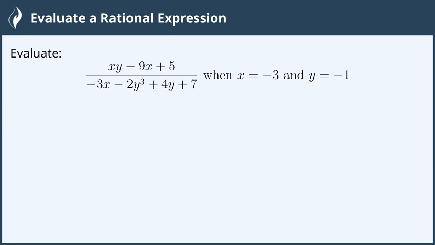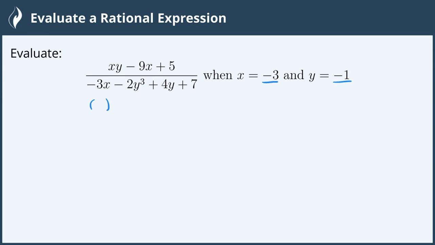We're going to substitute negative 3 every time we see an x and a negative 1 every time we see a y. And when we substitute, we always want to make sure that we put parentheses around where the variable is so that we don't miss any negatives, positives, or operations between them. So let's go ahead and substitute x and y.